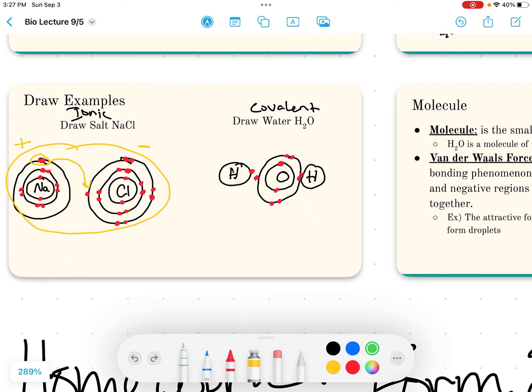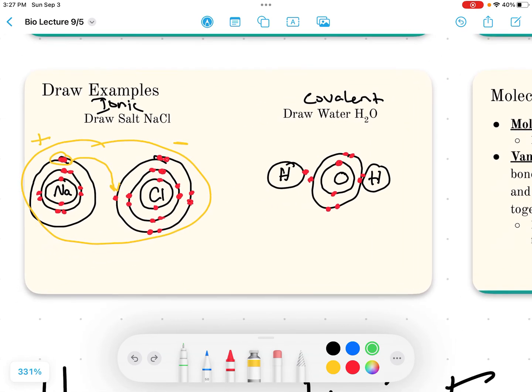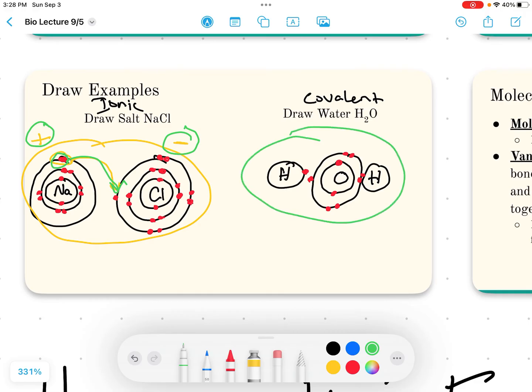So again, the difference between ionic and covalent. Ionic, I want it, I take it. I took that electron from sodium and gave it to chlorine. Sodium became more positive, chlorine became more negative, and they stuck together. Covalent bonds, on the other hand, are going to share those electrons nicely between the 3 or 2 elements that are being bonded together.